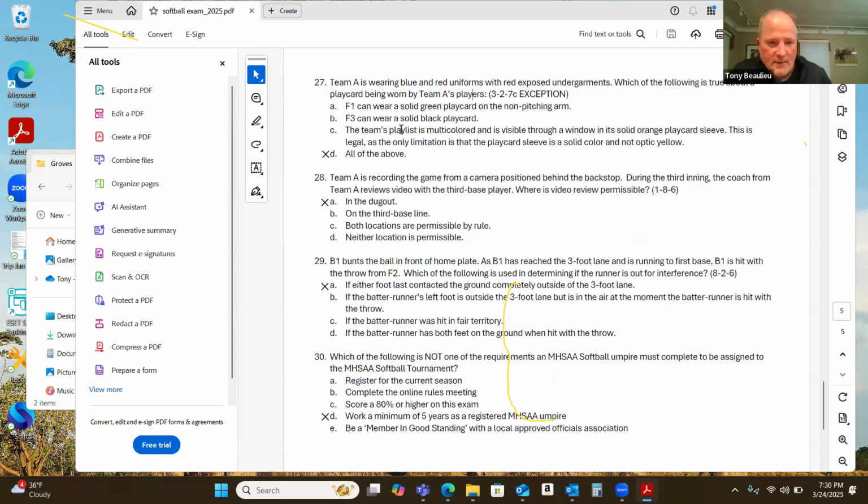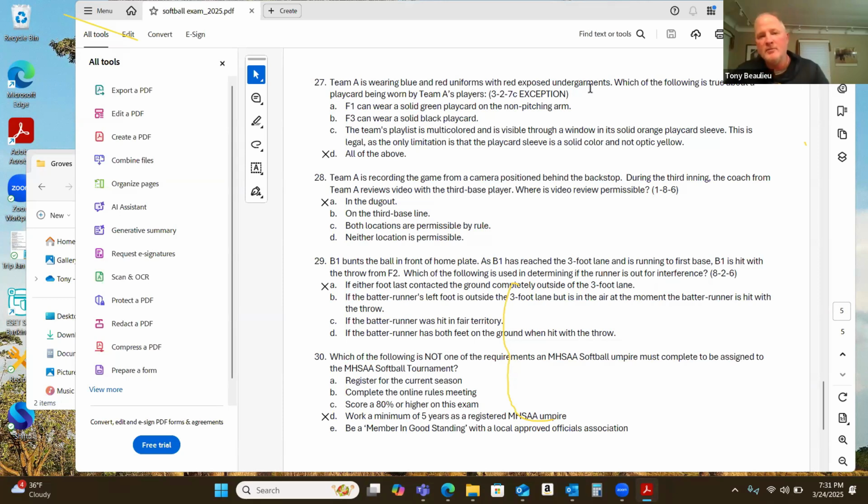Okay, team A is recording the game from a camera position behind the backstop, and you see this all the time with those little things that attach to the fence behind you. During the 3rd inning, the coach from team A reviews the video with a third base player. Where is video review permissible?